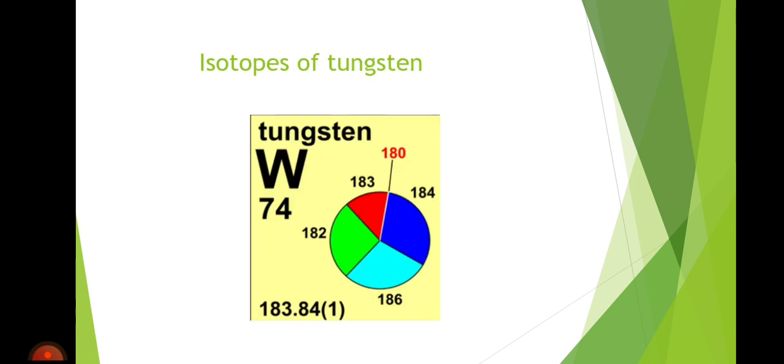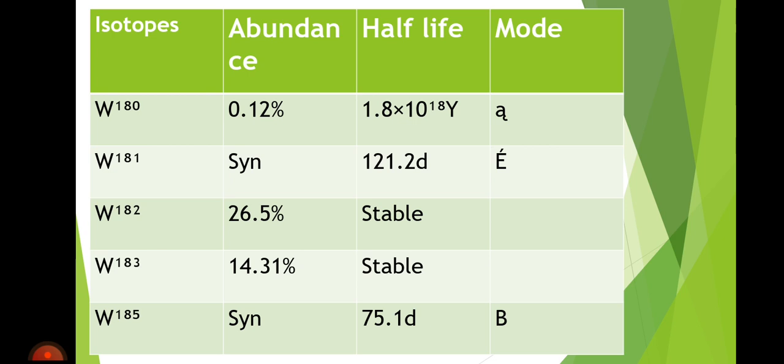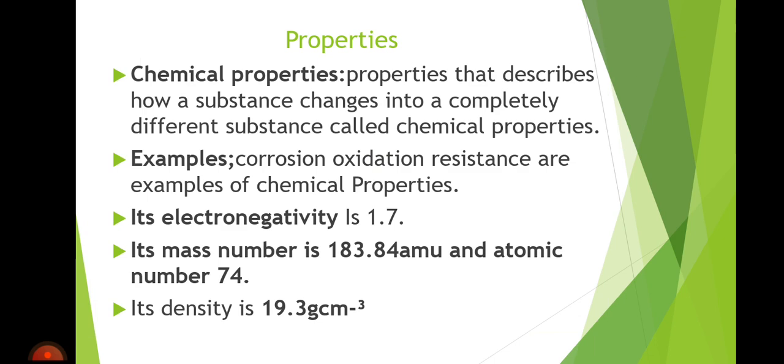Here is a picture of isotopes of tungsten, with abundance, half-lives and modes of decay. Isotope 180 has 0.12% abundance and a very long half-life. 181 has a half-life of about 121 days. Isotope 182 has an abundance of 26.5% and is stable. 183 has an abundance of 14.31% and is also stable. Isotope 185 has a half-life of 75.1 days and its mode is beta.